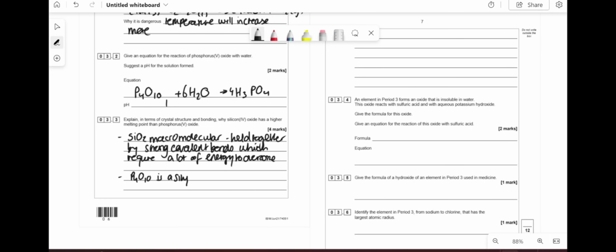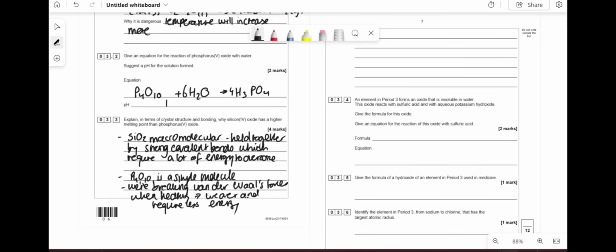is a simple molecule, and we're breaking van der Waals forces when heating, and these are weaker and require less energy to overcome. The amount of times I see people write something like, "Oh, you're breaking the covalent bonds," or "We're breaking intermolecular forces," you don't write that. You don't get the marks, and just don't do it. It drives me insane personally.